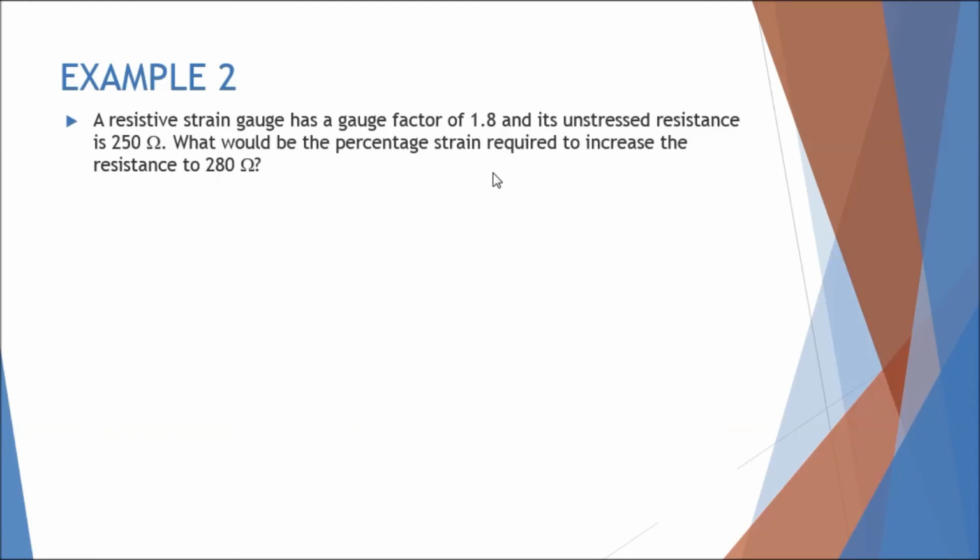So this time you are given the information about the strain gauge. It has a gauge factor of 1.8 and its unstressed resistance, which means that the default resistance, is 250 ohm. So what would be the percentage strain required to increase the resistance to 280 ohm? So you are given the value of R after you put pressure on it. So it increases to 280, which means what is delta R? So delta R is 30 ohm, right?